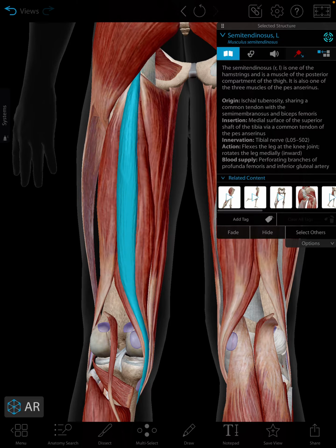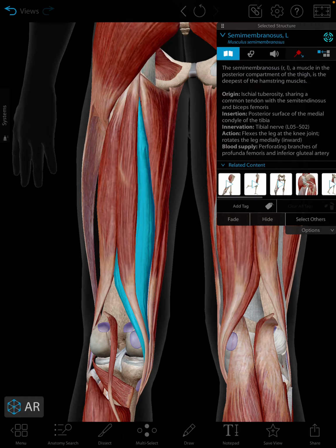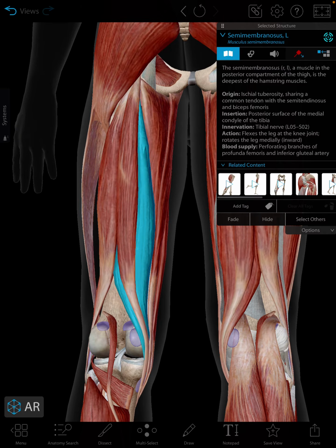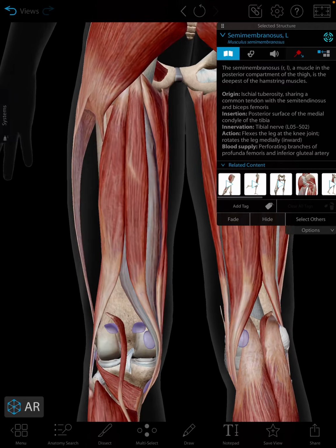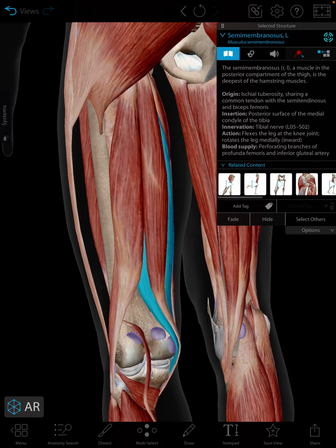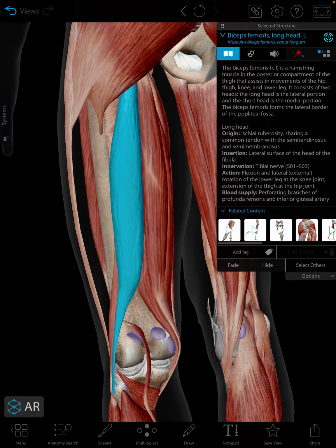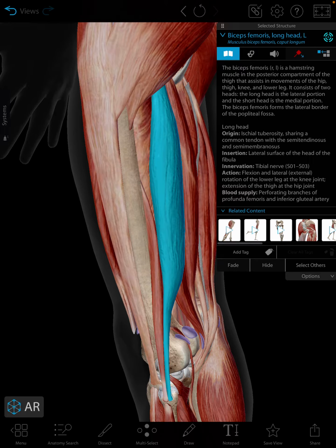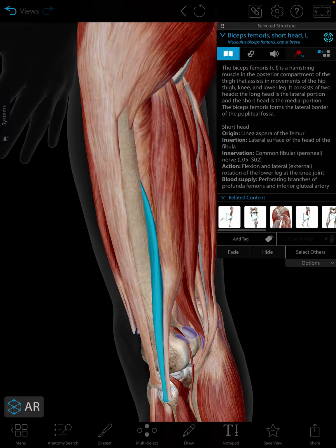We have the semimembranosus, which is just deep to that. So here's the semimembranosus in blue. It's attaching in similar regions. So it's attaching along the ischial tuberosity and along to the medial surface of the tibia. And then we have this one called the biceps femoris. Right. So the biceps femoris actually has two parts. It has two heads, if you will. It has a long head here that's highlighted, and then we can see this smaller short head.